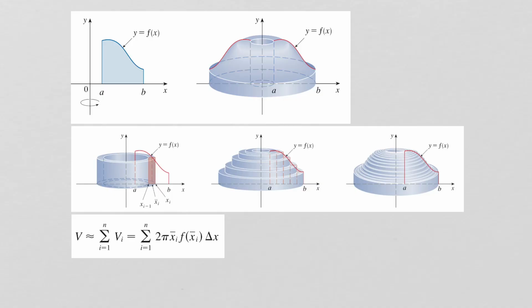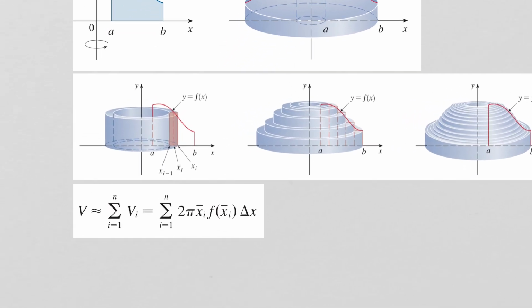Suppose we have some function y equals f of x, bounded by x equals a, x equals b, and the x-axis. And we're going to revolve that around the y-axis. When you do that, the resulting solid looks something like what you see here. So how do we find the volume of that solid? Well, let's zoom in a little bit.